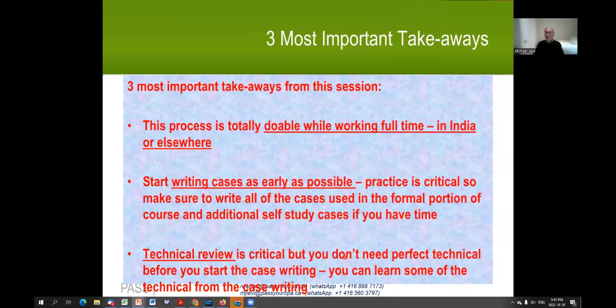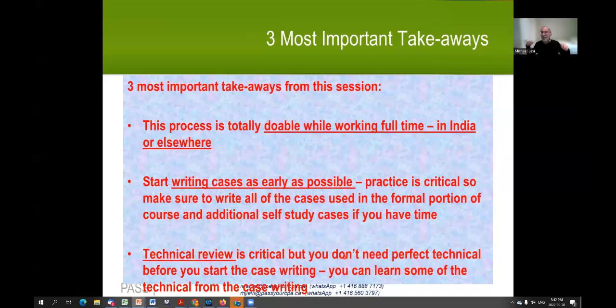So the three most important takeaway points from this session: the process is totally doable while working full-time, whether you're in India or Canada or elsewhere. Start writing cases as early as possible. Practice is critical, so make sure you write all the cases used in the formal portion of the course and additional self-study cases if you have time. And then finally, technical review is critical, but you don't need perfect technical before you start the case writing. Keep that in mind. So at the end of the day, you want to start the case writing early.